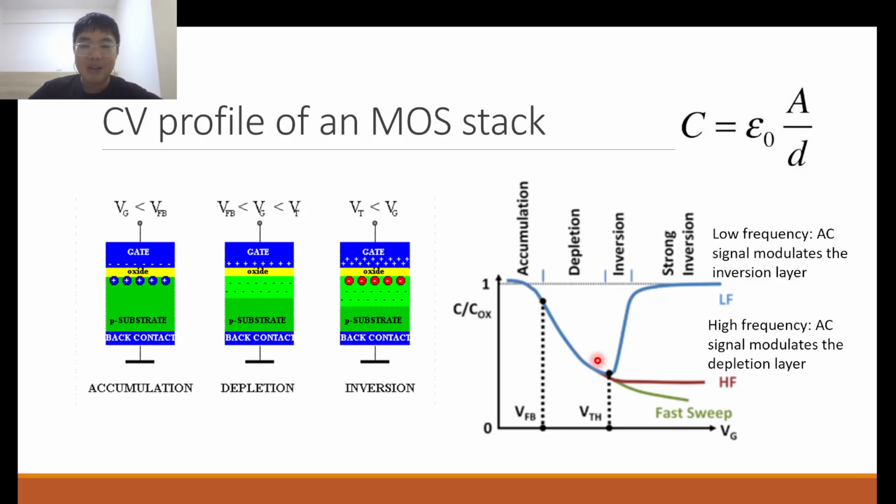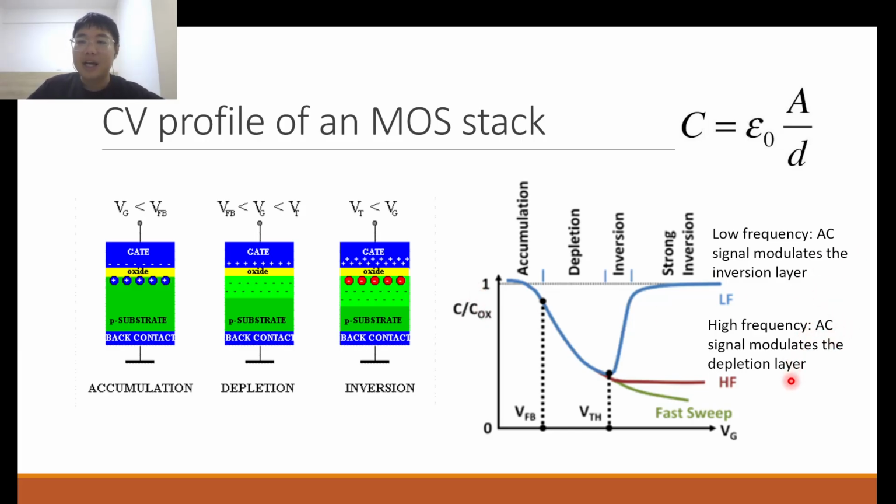But what happens at inversion? At inversion, there's a turning point of the capacitance graph at the threshold voltage. If we are using a low frequency AC signal to measure the capacitance, this AC signal is able to modulate the inversion layer. So effectively, we return to the original case where the only dielectric is the oxide layer, and the capacitance goes back to the original value in the accumulation mode.